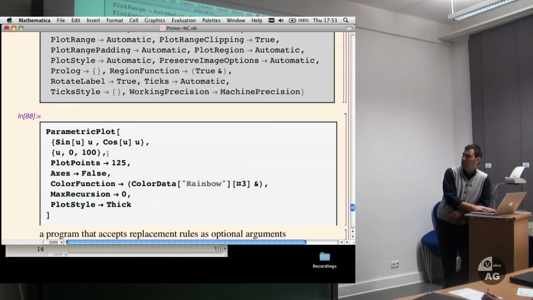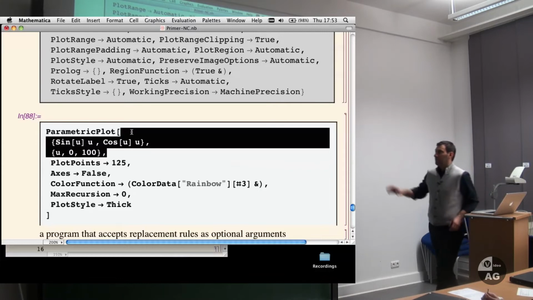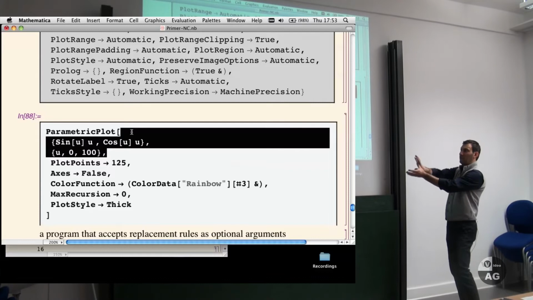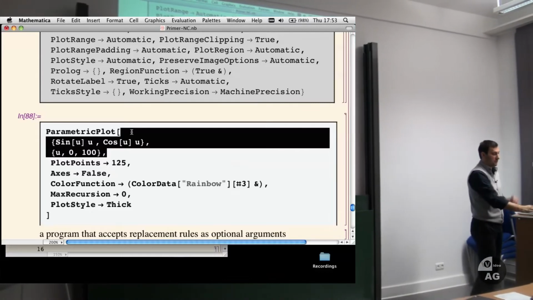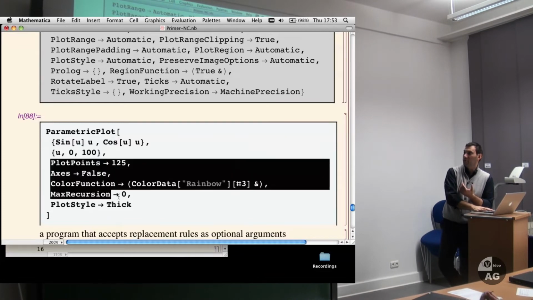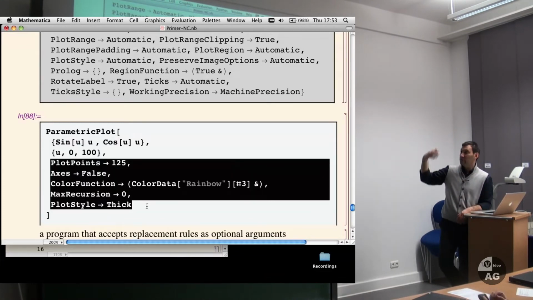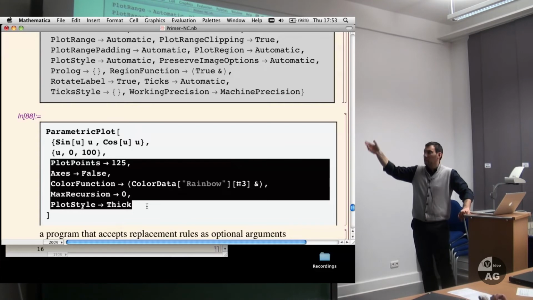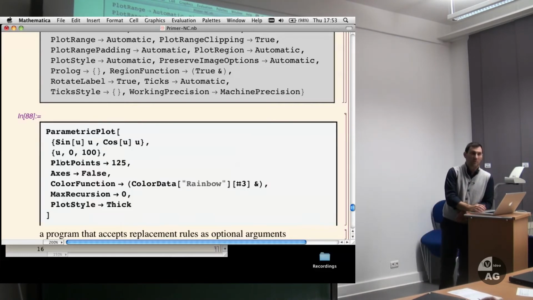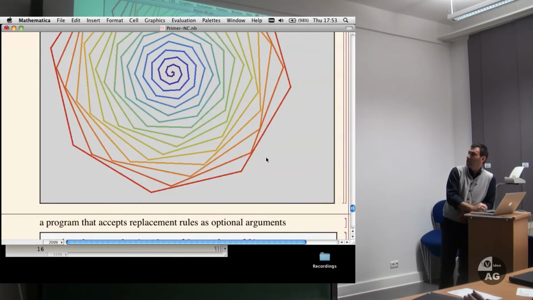So normally the arguments stay the same, and then you have a list of options. You see that the argument is the same, and then from a point on you just have the list of options. It doesn't matter in which order you pass these options. It doesn't matter how many you pass. These are just replacement rules, so you know how they will be evaluated. And this is what I get.